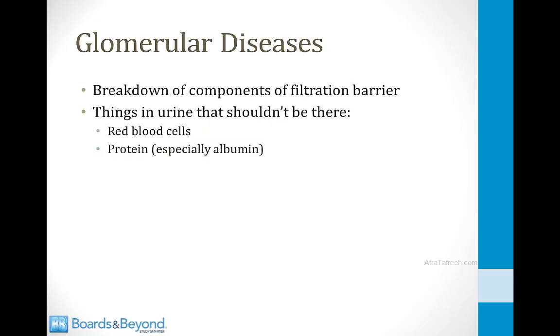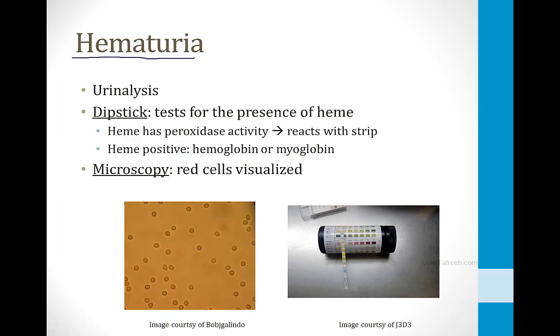So now let's talk about the different types of things that happen to patients with glomerular diseases. On a fundamental level, all these diseases cause breakdown of the filtration barrier. So things that shouldn't be in the urine get there, like red cells and protein, especially albumin. So hematuria, or red blood cells in the urine, is a common finding in many forms of glomerular disease, and hematuria is detected by urinalysis.